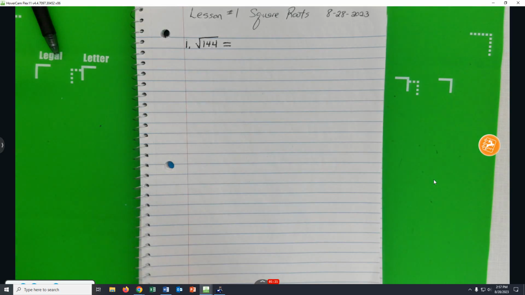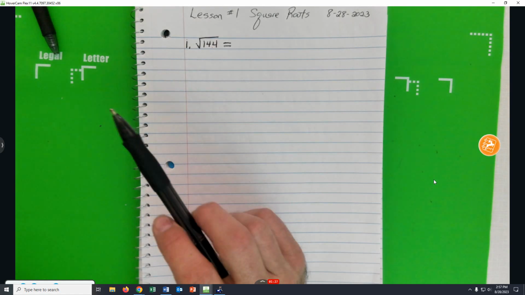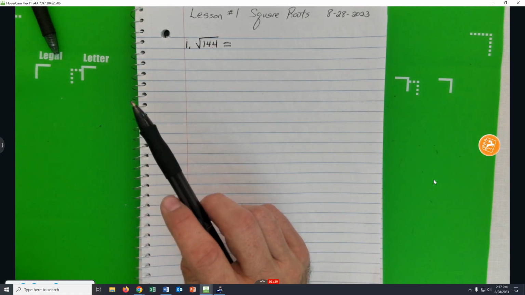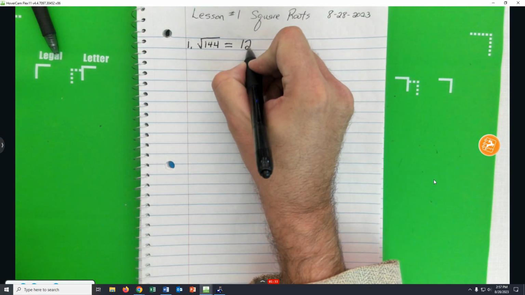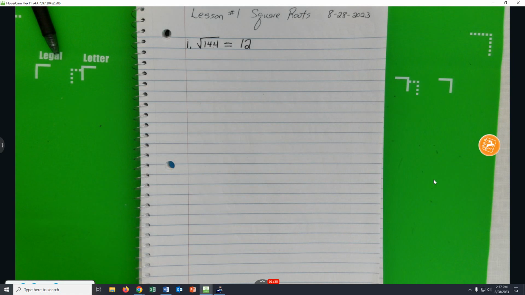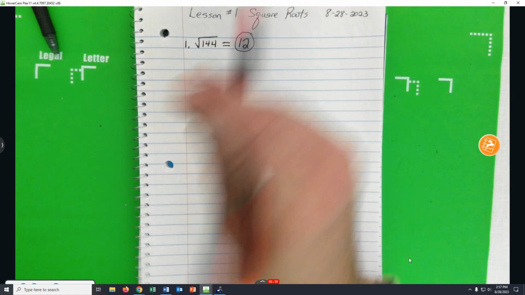So do y'all have any idea? Think of the multiplication tables. What number times itself would give you 144? It's not a trick question. 12? Okay. Yeah. And that's because 12 squared is 144. Okay. So punch in 12.